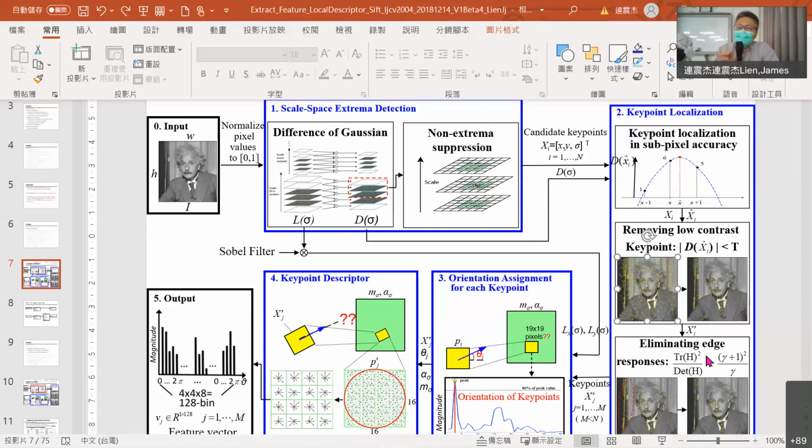So corner is unique, edge is not unique. For example, this edge, I have a small window here and go along this edge. My small window goes along this edge like this, and every point is the same. If I have a small patch and go along the edge, I find the small window along the edge all the same. It's not unique.